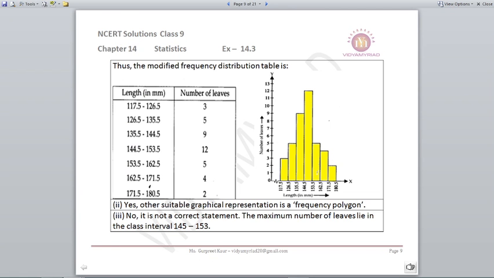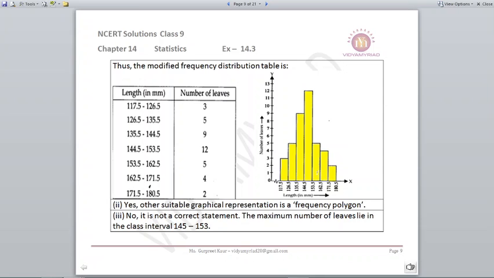Let us see. From this distribution we have the length in mm and the number of leaves. Based on this, it is a continuous series. We can draw the histogram and conclude that the maximum lies between 144.5 and 153.5, that is the tallest yellow bar, if you see. Now they are asking, is there any other suitable graphical representation? Yes, we can use the frequency polygon, or we can also use the line graph to represent this information.